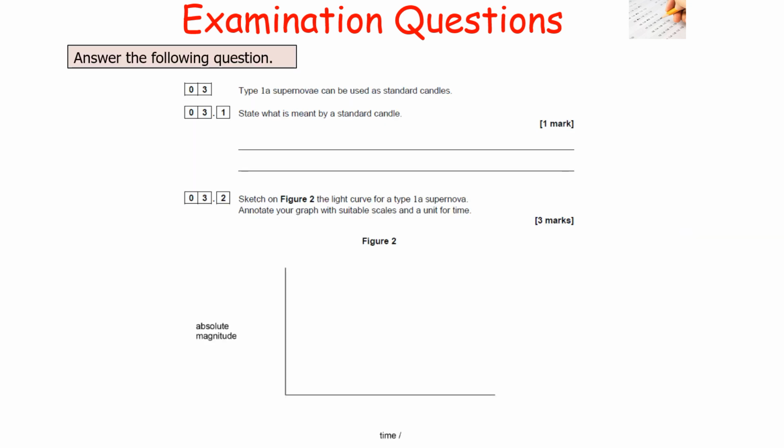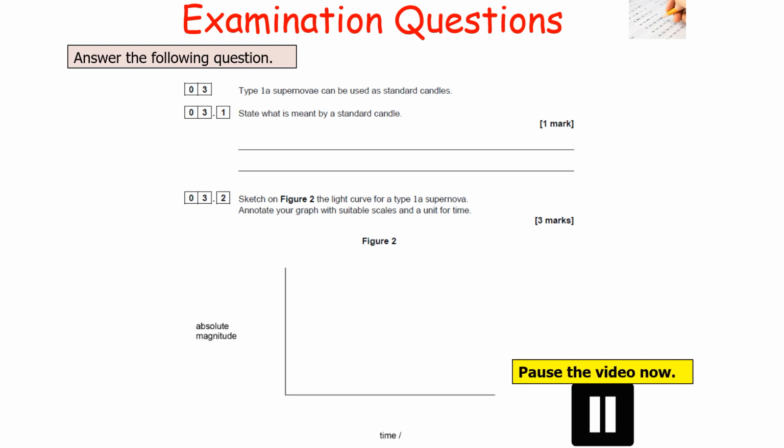The next question says, type 1a supernovae can be used as standard candles. State what is meant by a standard candle, and then secondly, sketch on figure 2 the light curve for a type 1a supernova. Annotate your graph with suitable scales and a unit for time. So pause the video now, then unpause the video when you want to go through your answer.